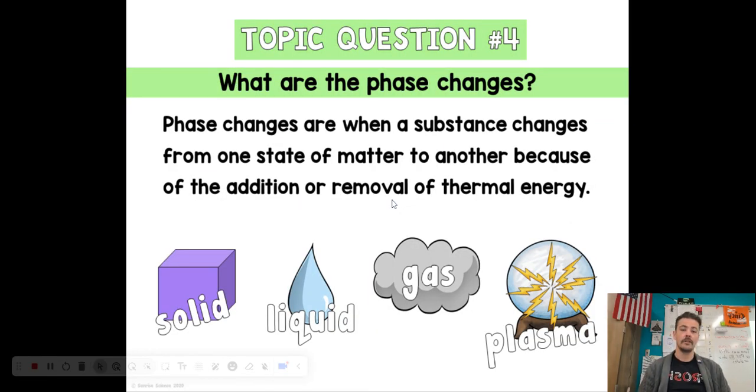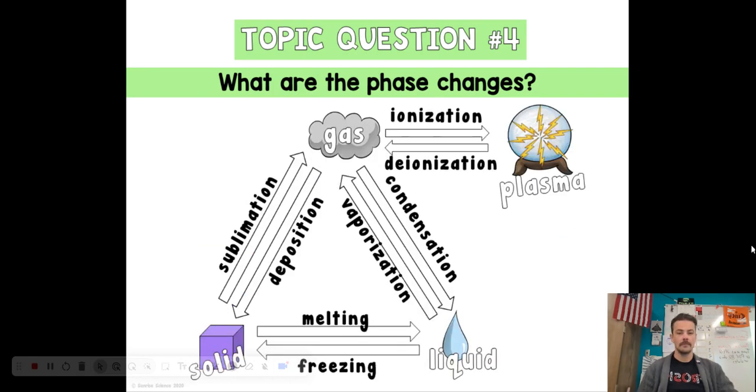Topic question number 4. What are phase changes? So phase changes are when a substance changes from one state of matter to another because of an addition or removal of thermal energy. A solid, a liquid, a gas, and plasma can all change to other forms. Here we have a triangle showing you which direction each one of these can take to change forms.